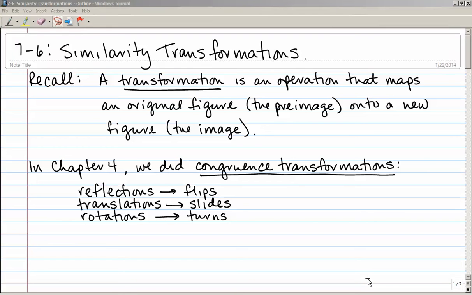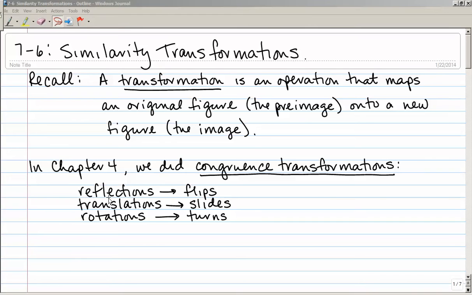Section 7.6 is on similarity transformations. Recall that a transformation is an operation that maps the original figure, called the pre-image, onto a new figure, called the image. We dealt with this back in Chapter 4, and when we did that, we talked about congruence transformations. So when we started with the pre-image and then transformed it into the image, it didn't change size or shape. The pre-image and the image were congruent to each other.